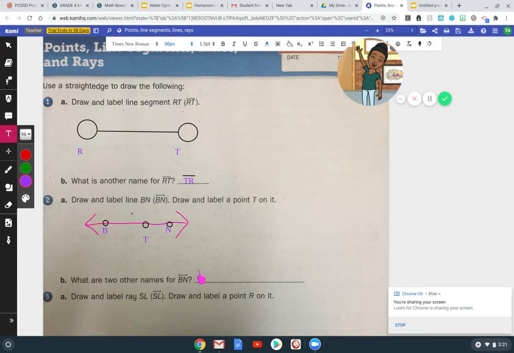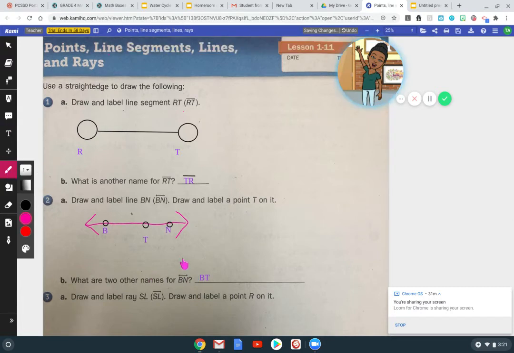When we have BT, I'm looking right here, BT. Remember that B goes on, so I need an arrow there. I'm drawing my line. Do I have to have an arrow on this side? Do I have to have an arrow here? No, because that's a stopping point right there at T.